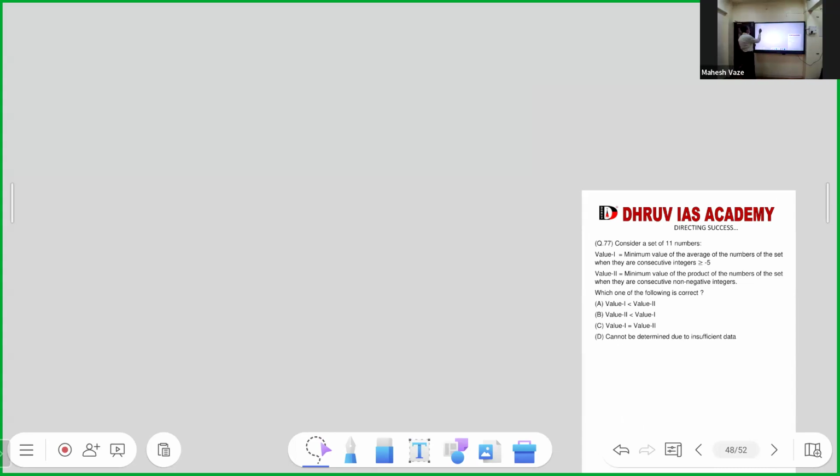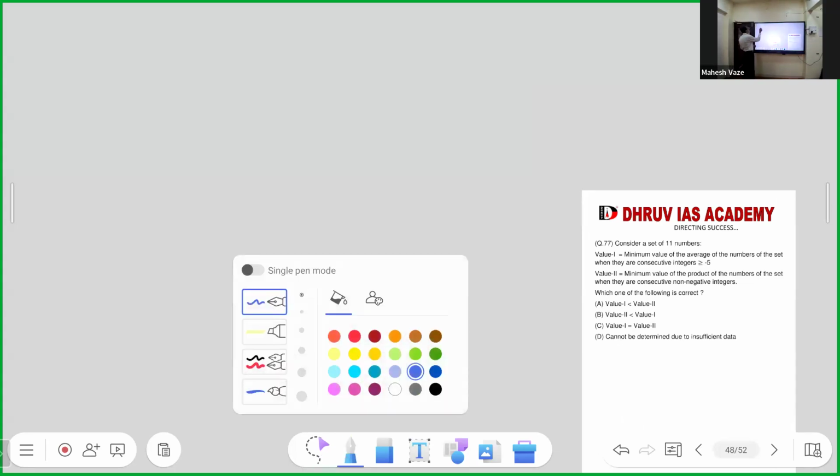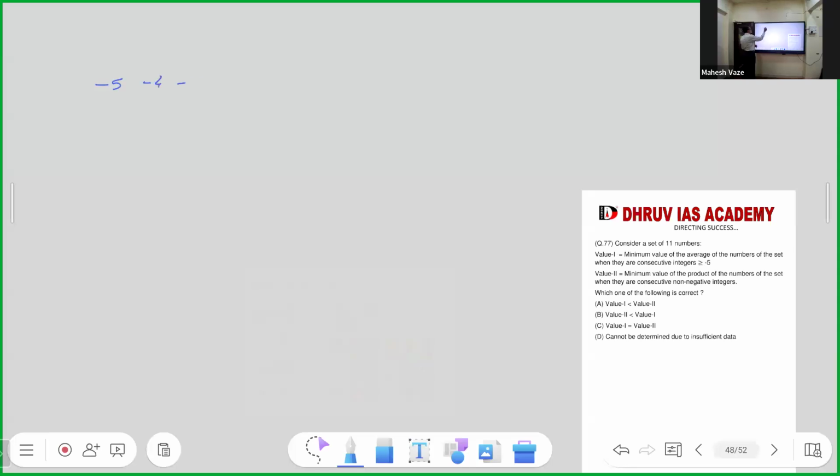So if you take the 11 integers as minus 5, minus 4, minus 3, minus 2, minus 1, 0, 1, 2, 3, 4 and 5, that is 5 negative numbers, 0, and 5 positive numbers, so total 11 numbers. Now the total: minus 5 plus 5 is 0, minus 4 plus 4 is 0, and so on. So the sum of the numbers is 0. The average will be 0 upon 11, that is 0. So this is value 1.